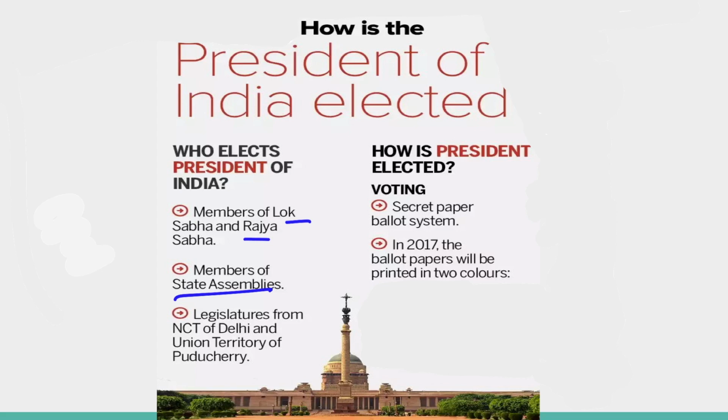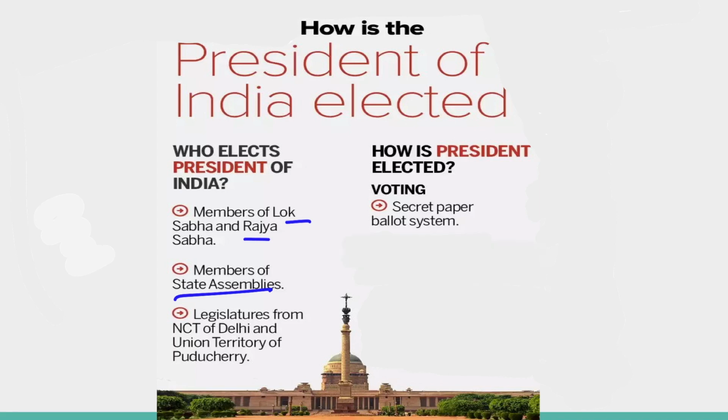election of President. Suppose a presidential election is announced and at that time an assembly is dissolved. In that case, the members of the dissolved assembly will be qualified to vote in the presidential election, since there are no new elected members in the assembly.